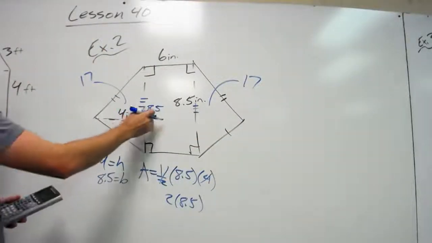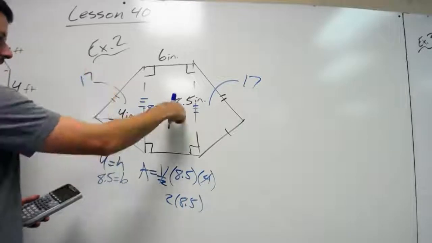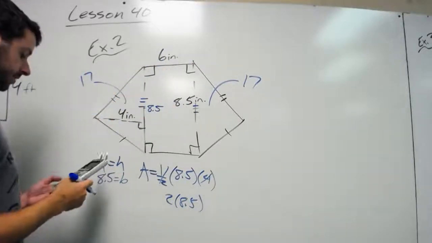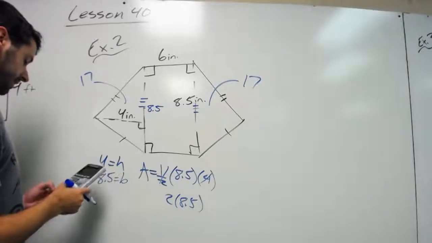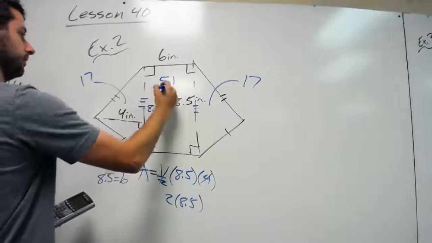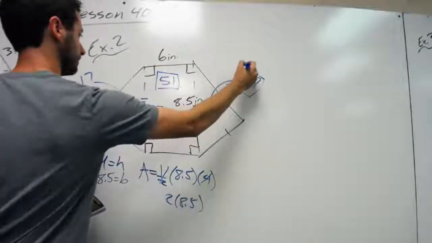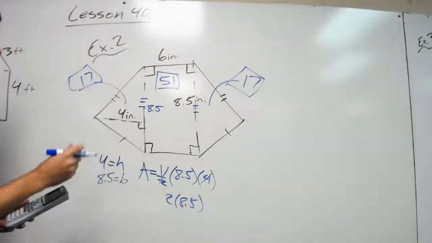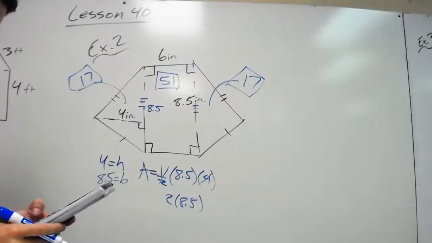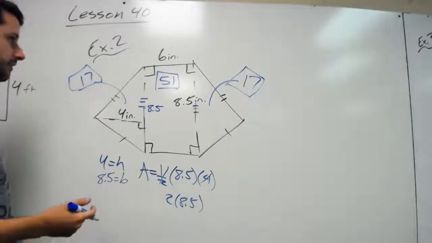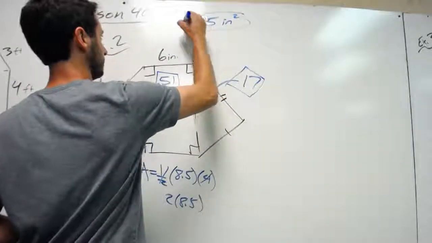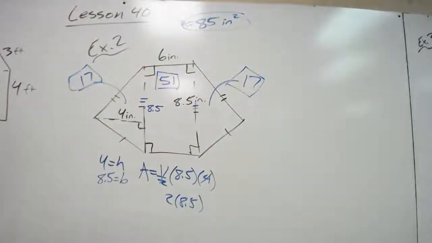Now we just have to find the area of the rectangle. We have the height of 8.5, base of 6. So for a quadrilateral, we multiply base times height, 8.5 times 6, and we get 51. So now when we have all those, we add them together. We do 17 plus 51 plus 17 to get our area of 85 inches squared. Equals our area.